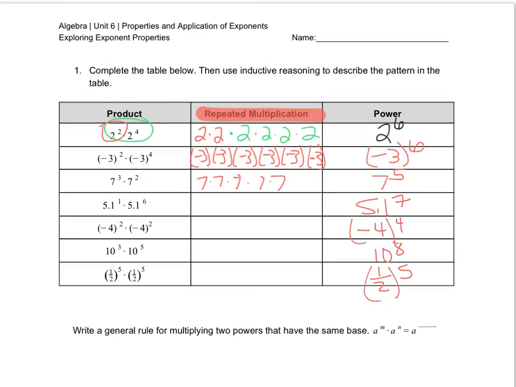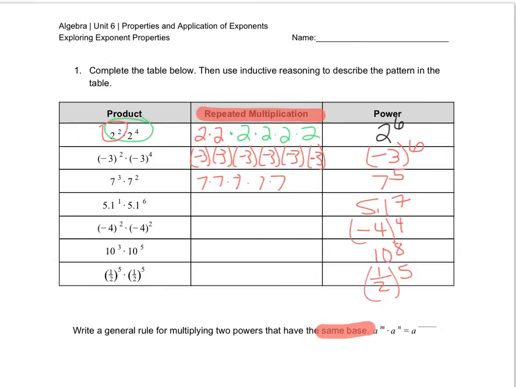So our goal is to write a general rule for multiplying 2 powers that have the same base. In all of our examples here, our bases were the same. We had 2 squared times 2 to the 4th, both had a base of 2. We had negative 3 squared times negative 3 to the 4th, both had a base of negative 3. Our third example was 7 to the 3rd times 7 to the 2nd, both had a base of 7. Okay, so they have the same base. So what do we do with their exponents?